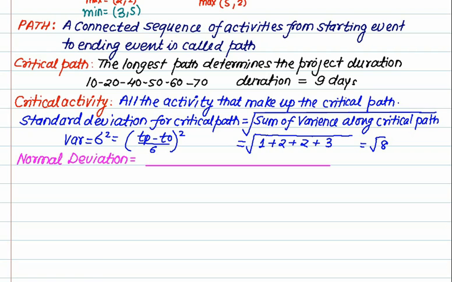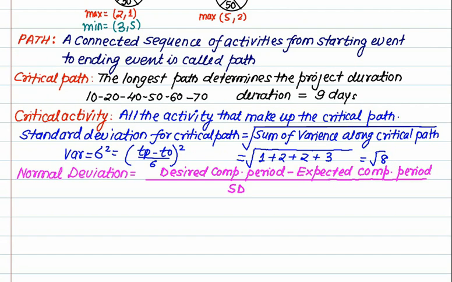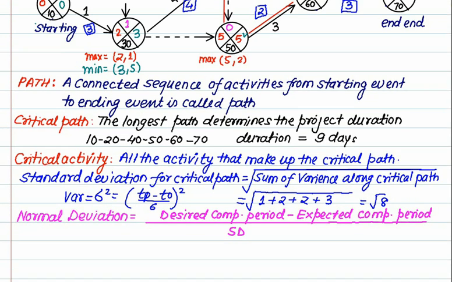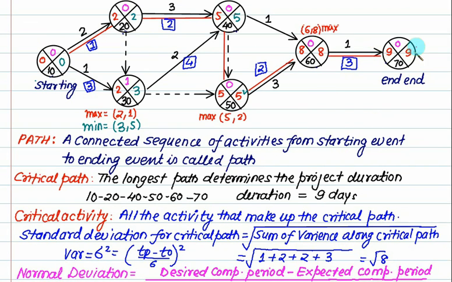The normal deviation is defined as desired completion time minus expected completion time, divided by the standard deviation. So what is the standard deviation? This value equals root 8 for the present example. What is desired completion? How many days do we want to finish this project? Right now, the expected time is 9 days. Whether you want to finish this project in 10 days, 11 days, 9 days or 8 days, we can check what the probability is that this project will finish.